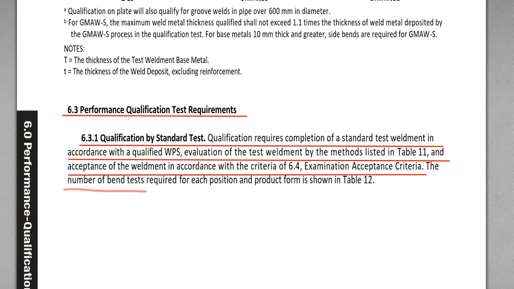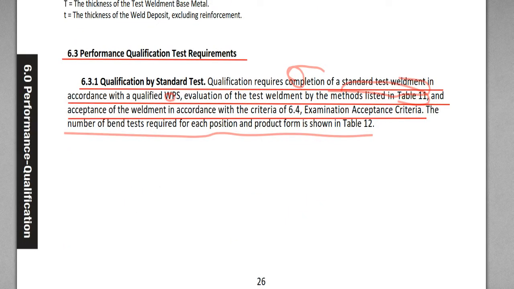The number of bend tests required for each position and product form is shown in Table 12. So qualification requires completion of a standard test weldment in accordance with a qualified WPS, and evaluation is as per Table 11. Table 11 is next, and 6.4 is the acceptance criteria. The number of bend tests required is in Table 12.